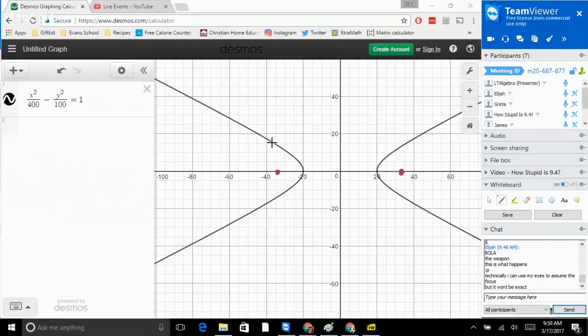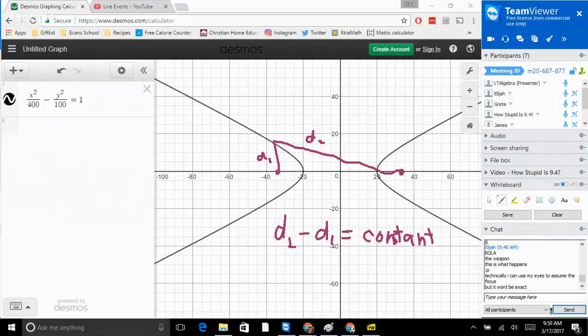Now, if I take a random point on here, I've got my focus point to my hyperbola to my other focus point. So if this is distance 1 and this is distance 2, when I subtract distance 2 minus distance 1, it's a constant. There's an S in there.